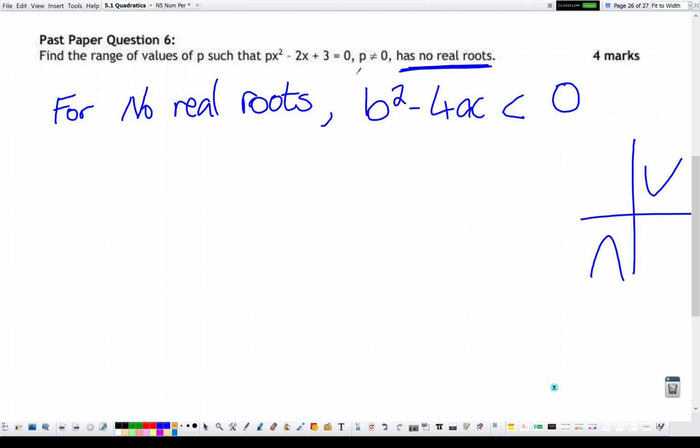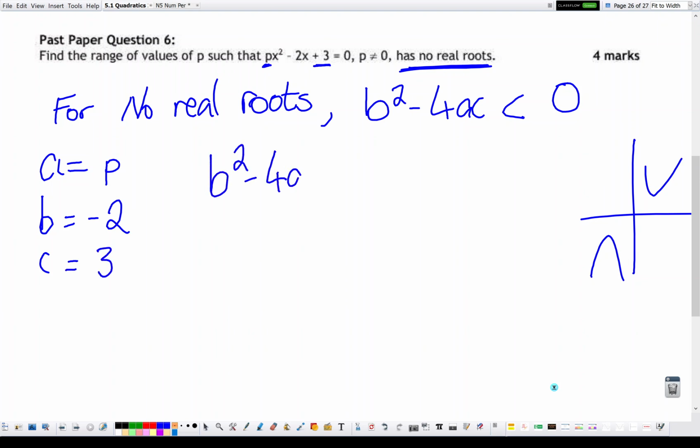Okay, so what we are now going to do is put in our values of a, b, and c and then solve what's going to be an inequation. The value of a is whatever is in front of x squared, which is p. The value of b is whatever's in front of the x, which is -2. And the value of c is whatever's at the end, so that is +3. So b squared minus 4ac is less than 0. So that means it's -2 squared, subtract 4 times p, c is 3, less than 0.